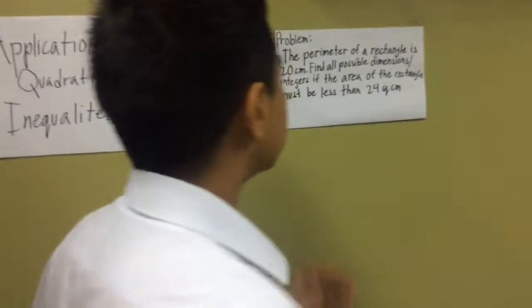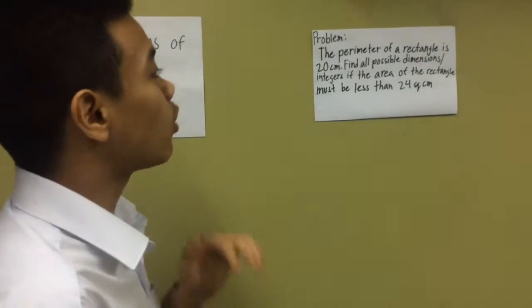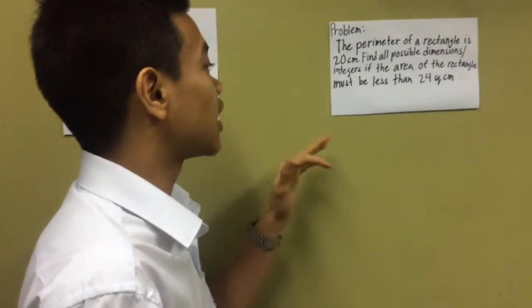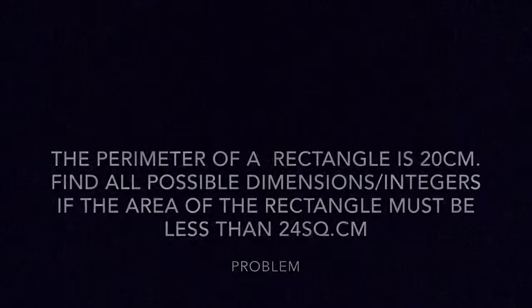In this problem, it says the perimeter of a rectangle is 20 centimeters. Find all possible dimensions, as integers, if the area of the rectangle must be less than 24 square centimeters.